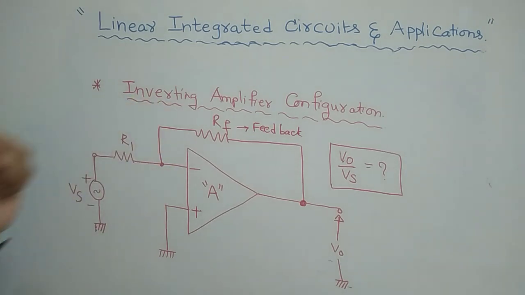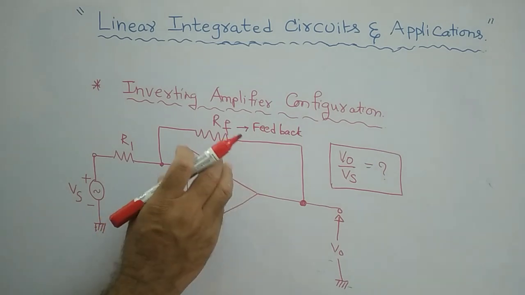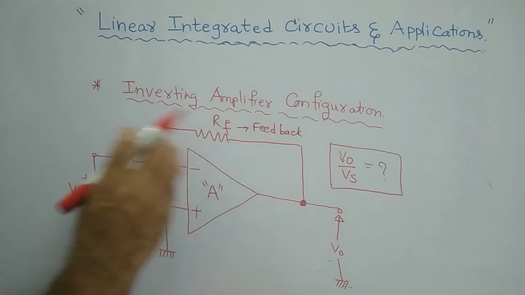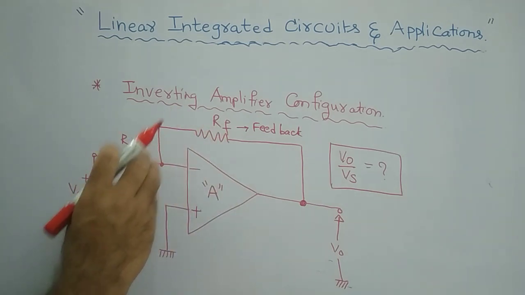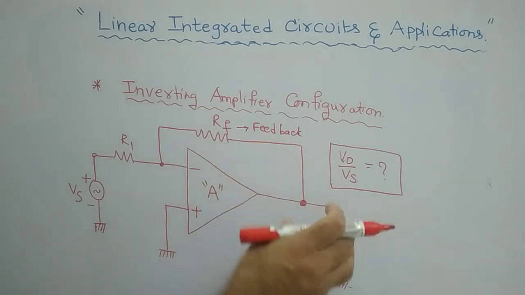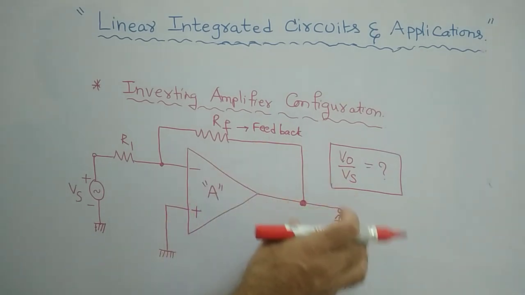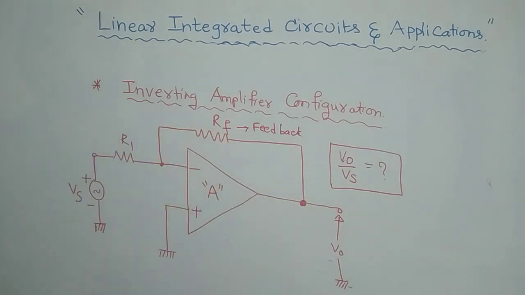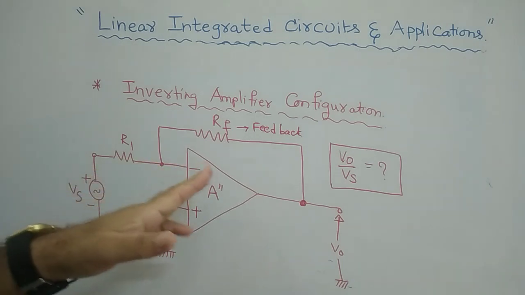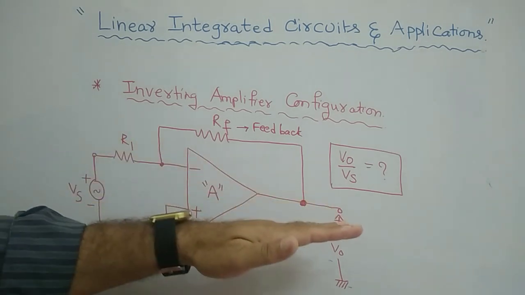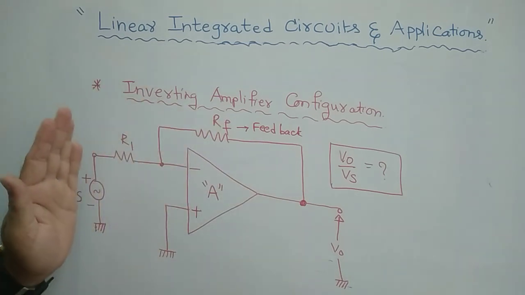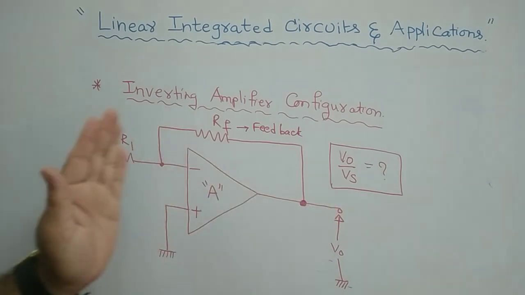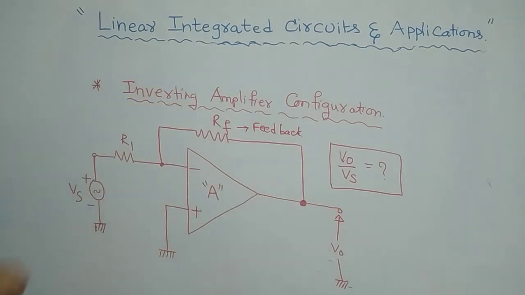Right? What is the name inverting? This amplifier amplifies the input signal, right? And at the output stage, this amplifier inverts, which means your output is an inversion of the input. So it inverts the input. At the output you will get the inverted version of the input. That is why the name is inverting.